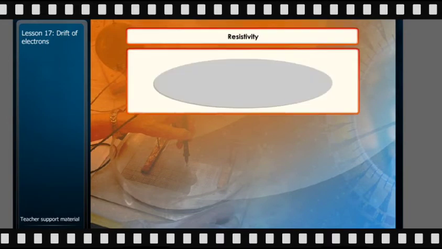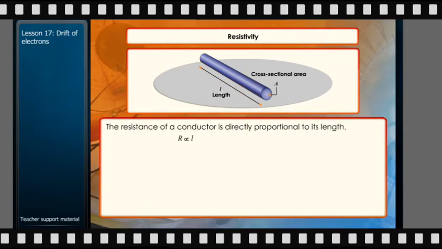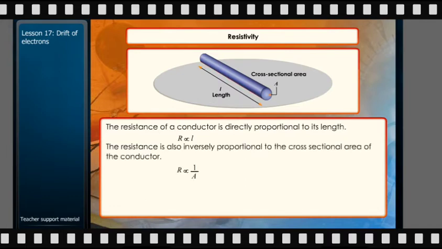Let us consider a conductor with cross-sectional area A and length L. The resistance of a conductor is directly proportional to its length, that is, R proportional to L. The resistance is also inversely proportional to the cross-sectional area of the conductor, that is, R proportional to 1 by A. Combining these two equations, we get R proportional to L by A, and we can write R is equal to rho into L by A, where rho is the proportionality constant and it is called the resistivity of the material.